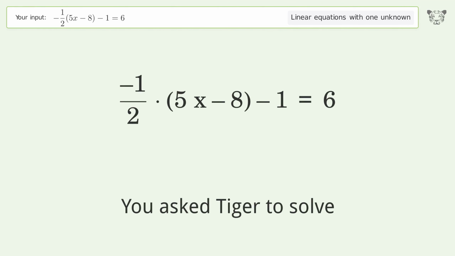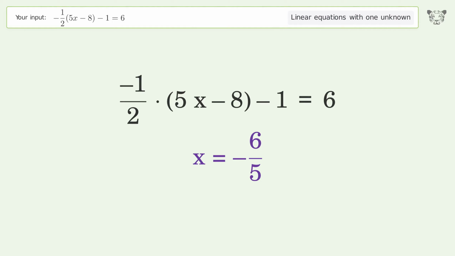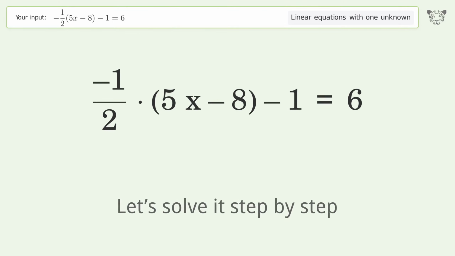You ask Tiger to solve this. This deals with linear equations with one unknown. The final result is x equals -6/5. Let's solve it step by step.